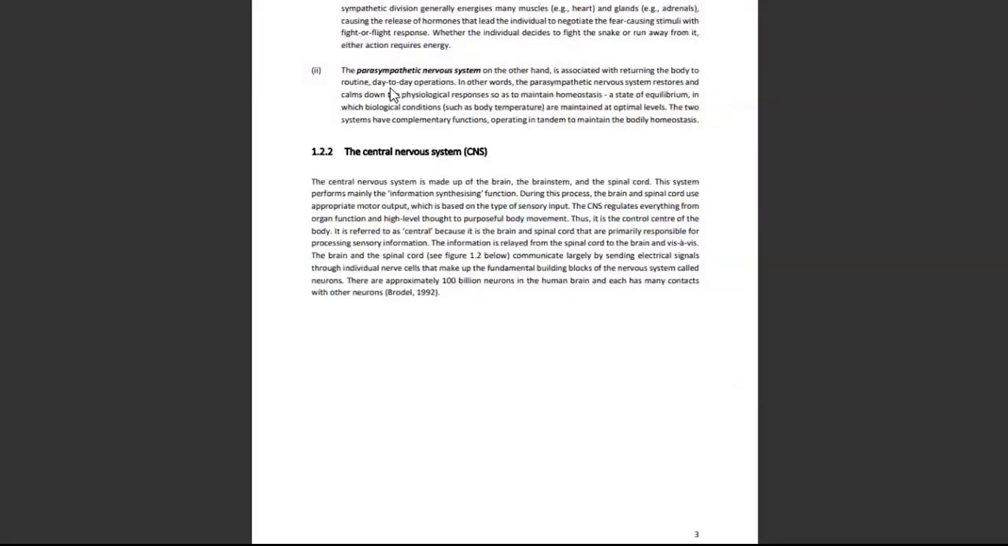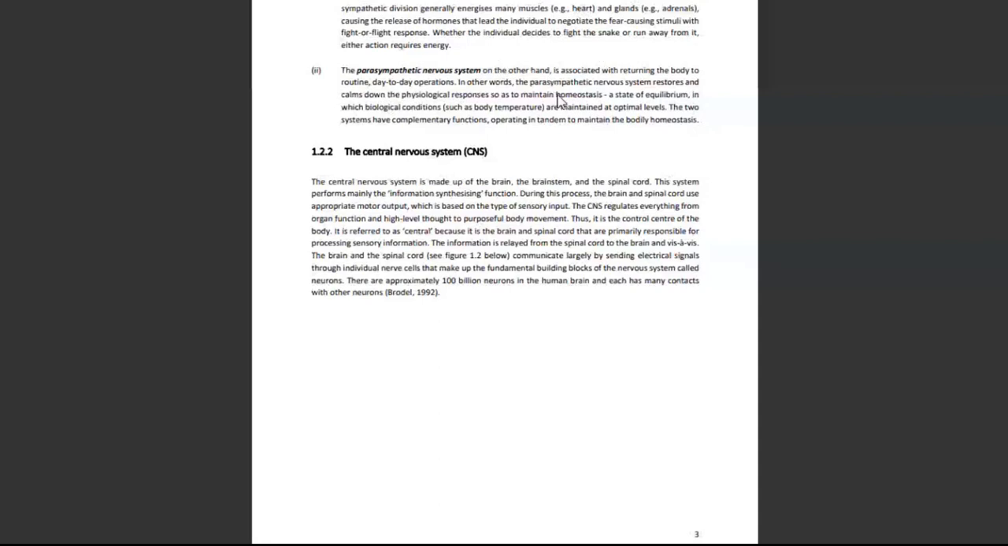The body reacts differently. Parasympathetic, meaning para. You can say paralyzing. Para, you come down. When you are paralyzing something, it reacts differently. You calm down. The parasympathetic is vice versa, whereby the body restores the routine day-to-day operation. You come down.